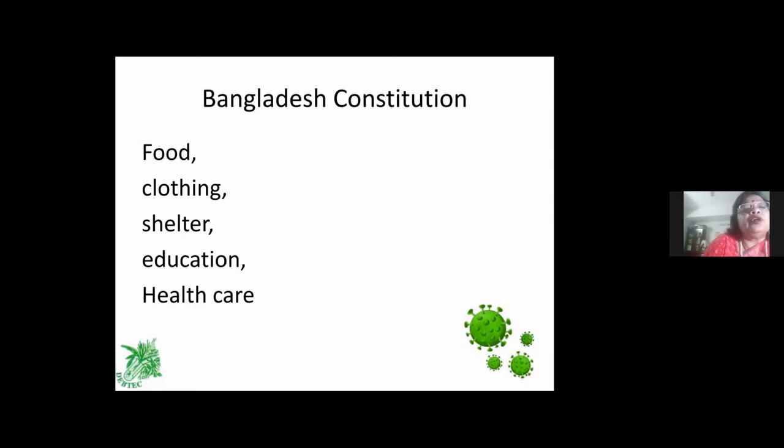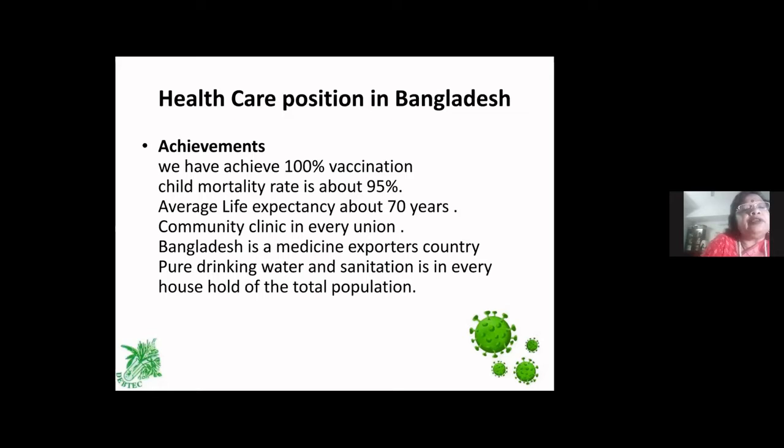Though we have some achievements: we achieved 100% vaccination of our young generation in the 47 years since our independence in 1971. Now we try to say that we can survive because of high herd immunity. Our young people have that herd immunity, and our child survival rate is about 95%. We achieved that also. It is a very good indication of our health system. Average life expectancy is about 70 to 75 years.